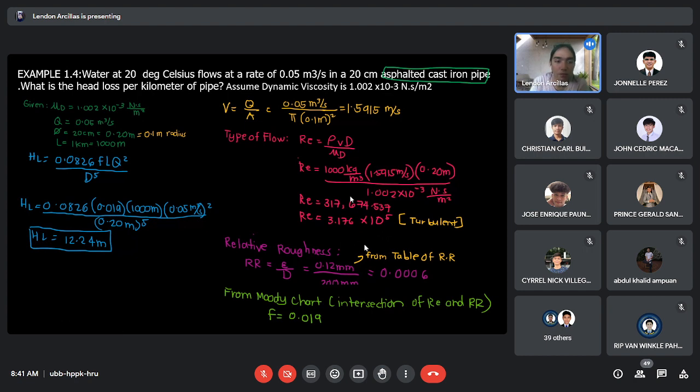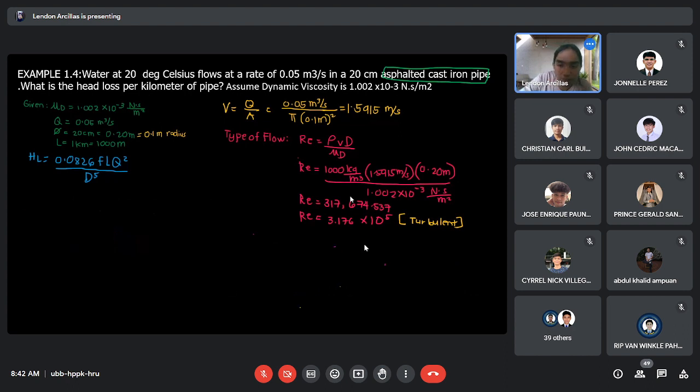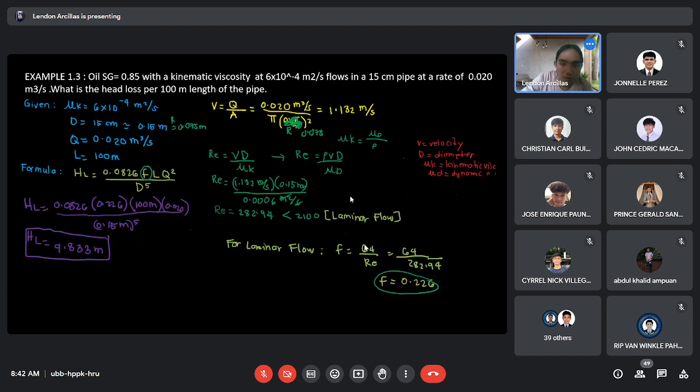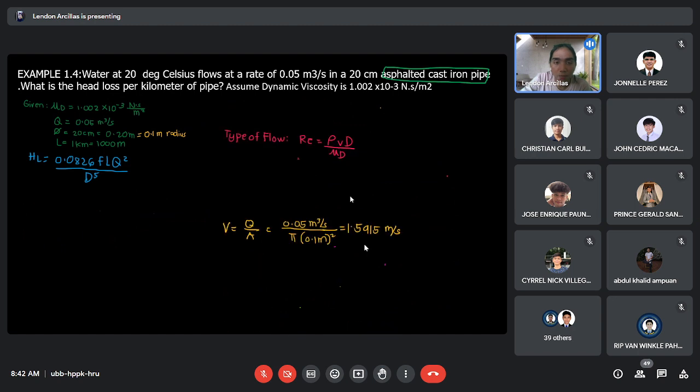Okay? So, that's how you solve the friction. So, kailangan mo lang alamin yung type of flow. So, pag laminar, you'll use the formula 64 over RE. Tama ba? 64 over RE. Yun.